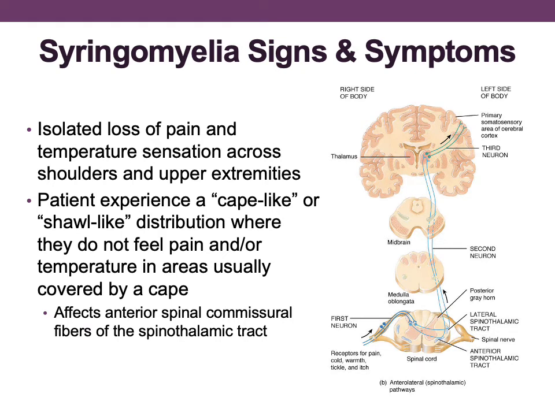Syringomyelia signs and symptoms. If the syrinx is in the cervical region, which we said is the most common area, there will be isolated loss of pain and temperature sensation across the shoulders and upper extremities. The patient will experience a cape-like or shawl-like distribution where they do not feel pain and/or temperature in an area that's usually covered by a cape, and that's how it got its name. What's happening is the anterior spinal commissure fibers are being compressed, and so the signals can't get through, affecting the transmission of the spinothalamic tract.